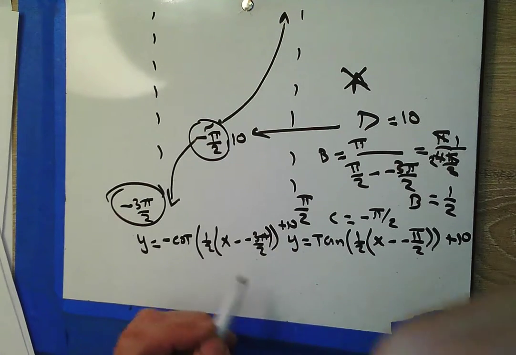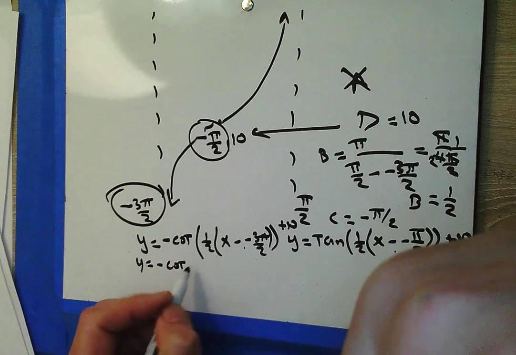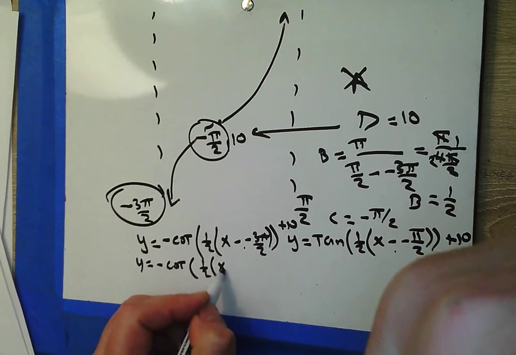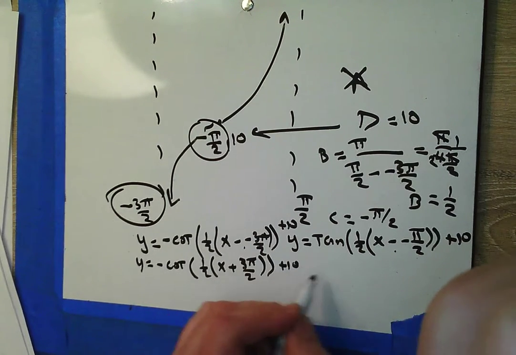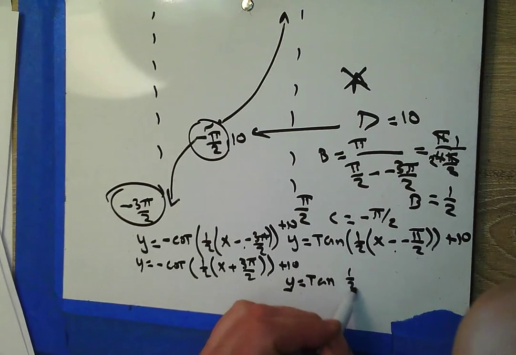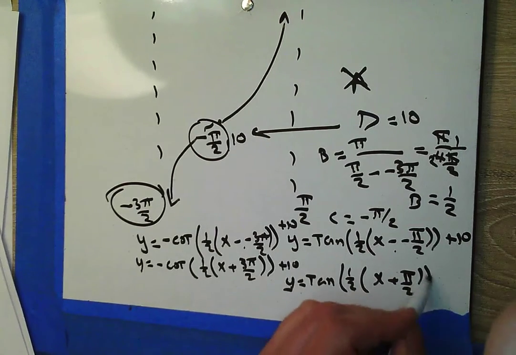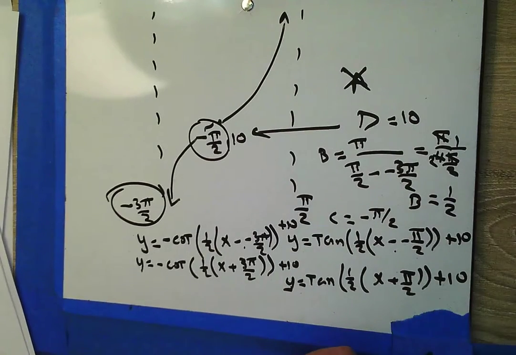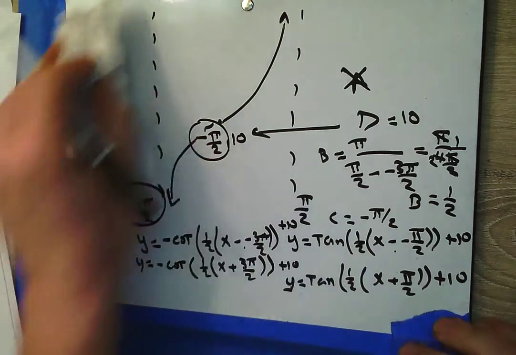plus 10. You can certainly tidy these up and write y equals negative cotangent 1/2 x plus 3 pi over 2 plus 10, and y equals tangent 1/2 x plus pi over 2 plus 10. And there you have it. Tangent and cotangent, you decide. I guess we can do one more. They seem pretty straightforward.